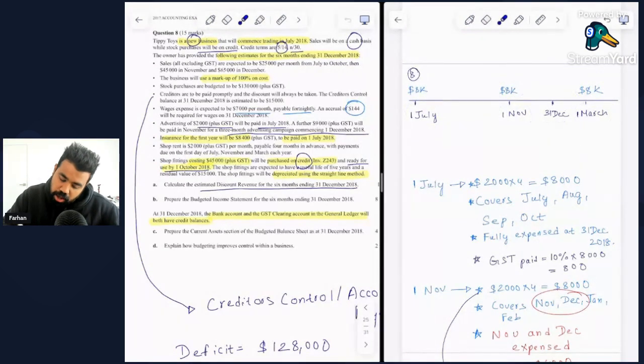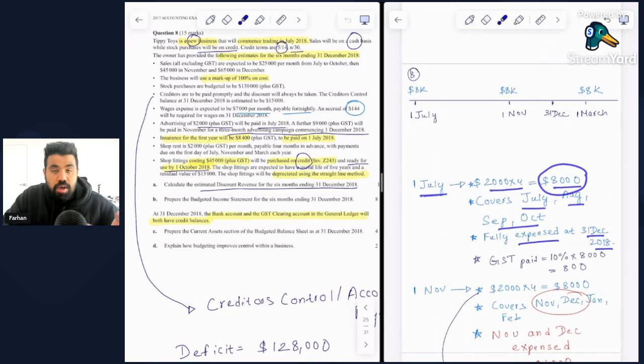So let's break it down. On 1 July 2018, we will pay $2,000 for 4 months, covering each of the 4 months, and that's $8,000 in total. And this covers July, August, September, and October. So the 4 months that we're talking about. This should be fully expensed at 31 December 2018. All right. So this $8,000 covering 4 months of rent would be fully expensed at 31 December 2018.